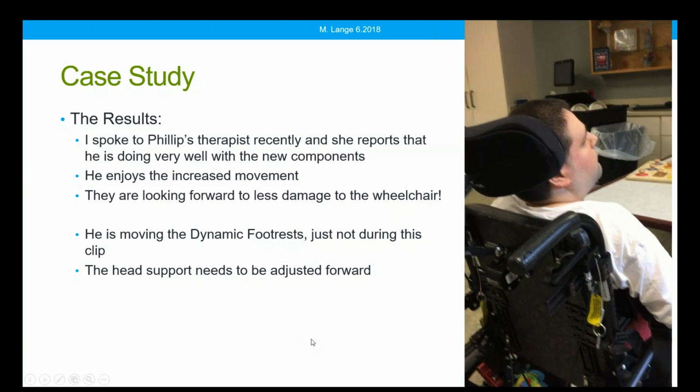So you can see that Phillip is moving. He can move more than he could before, but the dynamic component is taking the force. So that's where the movement is occurring. That's where the force is being absorbed rather than shaking his chair apart.